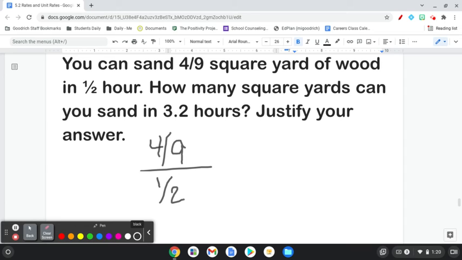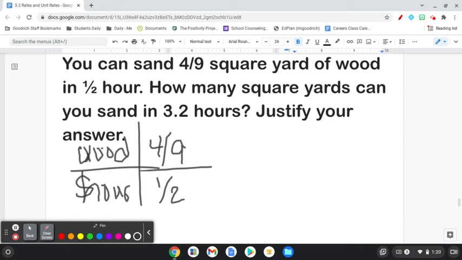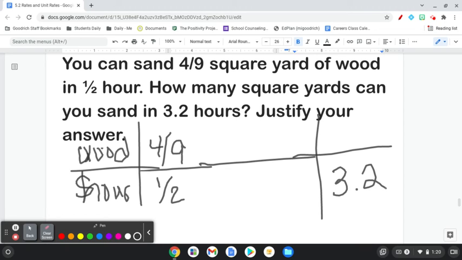So I'm going to put my wood on the top, and my hours on the bottom. Okay. Remember that our goal here is to get to 3.2 hours.